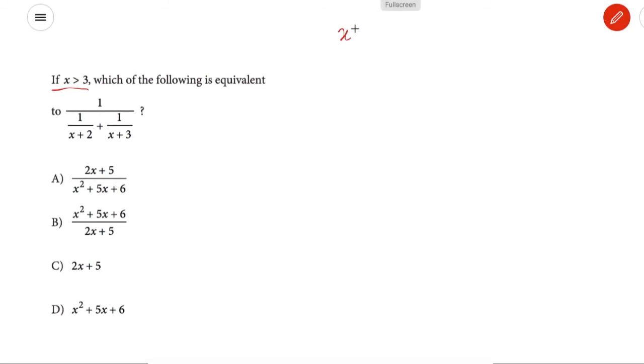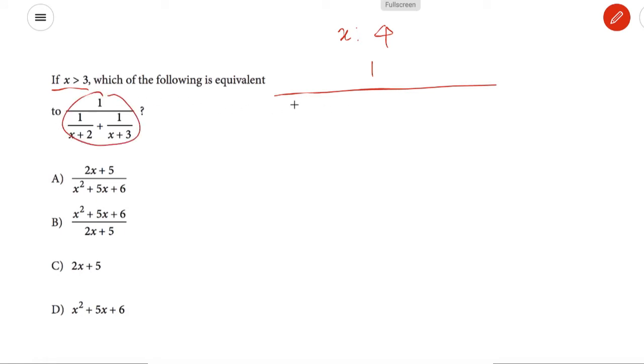So we have to pick a number for x. However, the question clearly tells us that x has to be greater than 3. So we choose the next easiest number that is greater than 3. That's 4. What we then do is plug in 4 into the question for x.